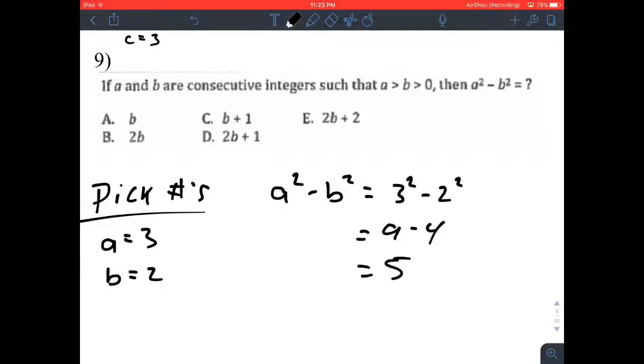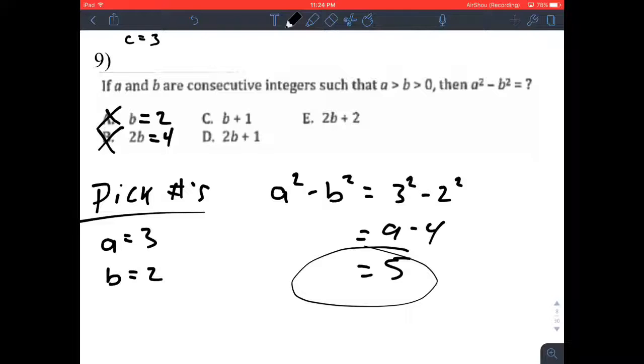If you put 2 in for b, you get b is 2. That's not 5. We're looking for 5 for the answer. For b is 2, 2 times 2 is 4. That's not 5. C, put 2 in for b. 2 plus 1 is 3. That's not the answer. D, put 2 in for b. 2 times 2 is 4 plus 1 is 5.